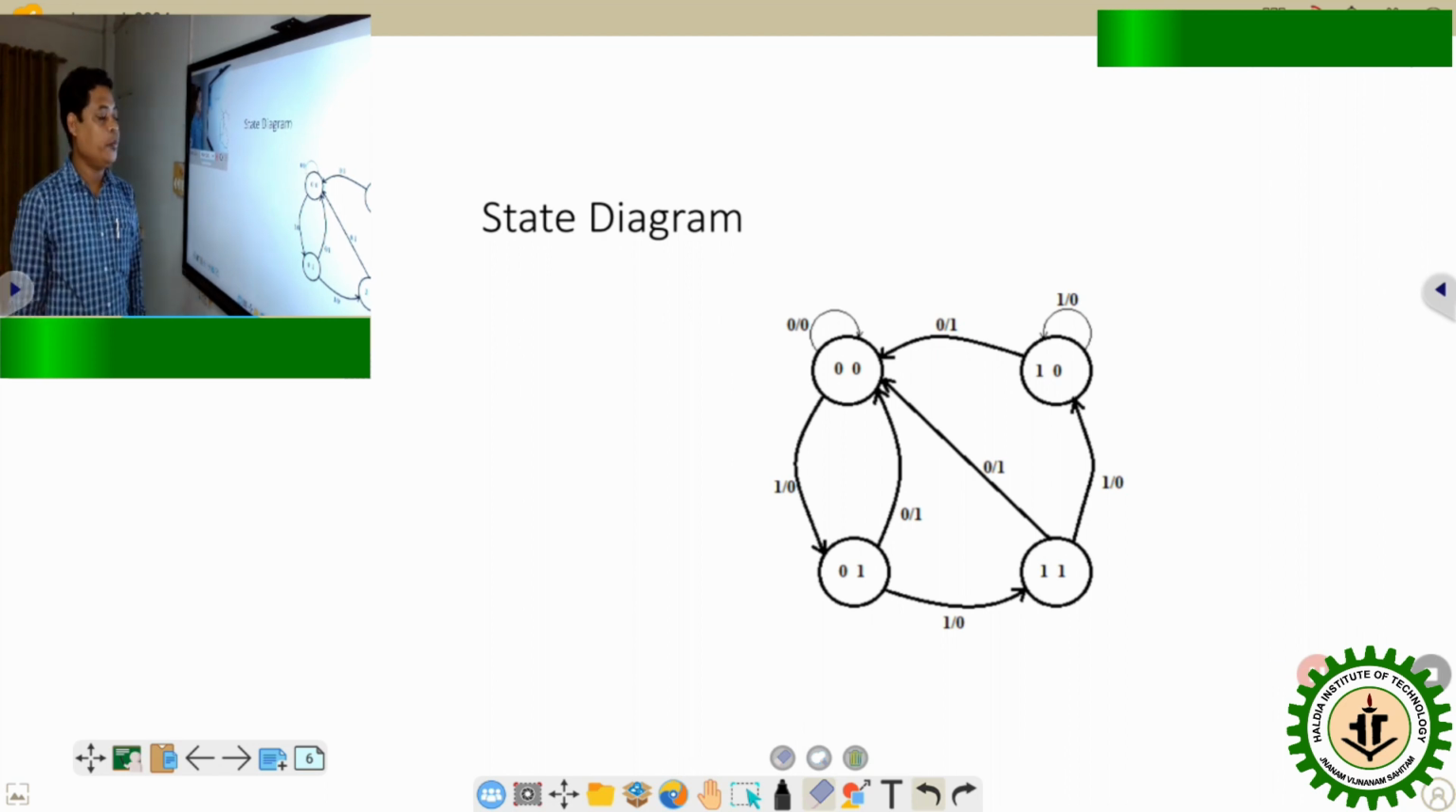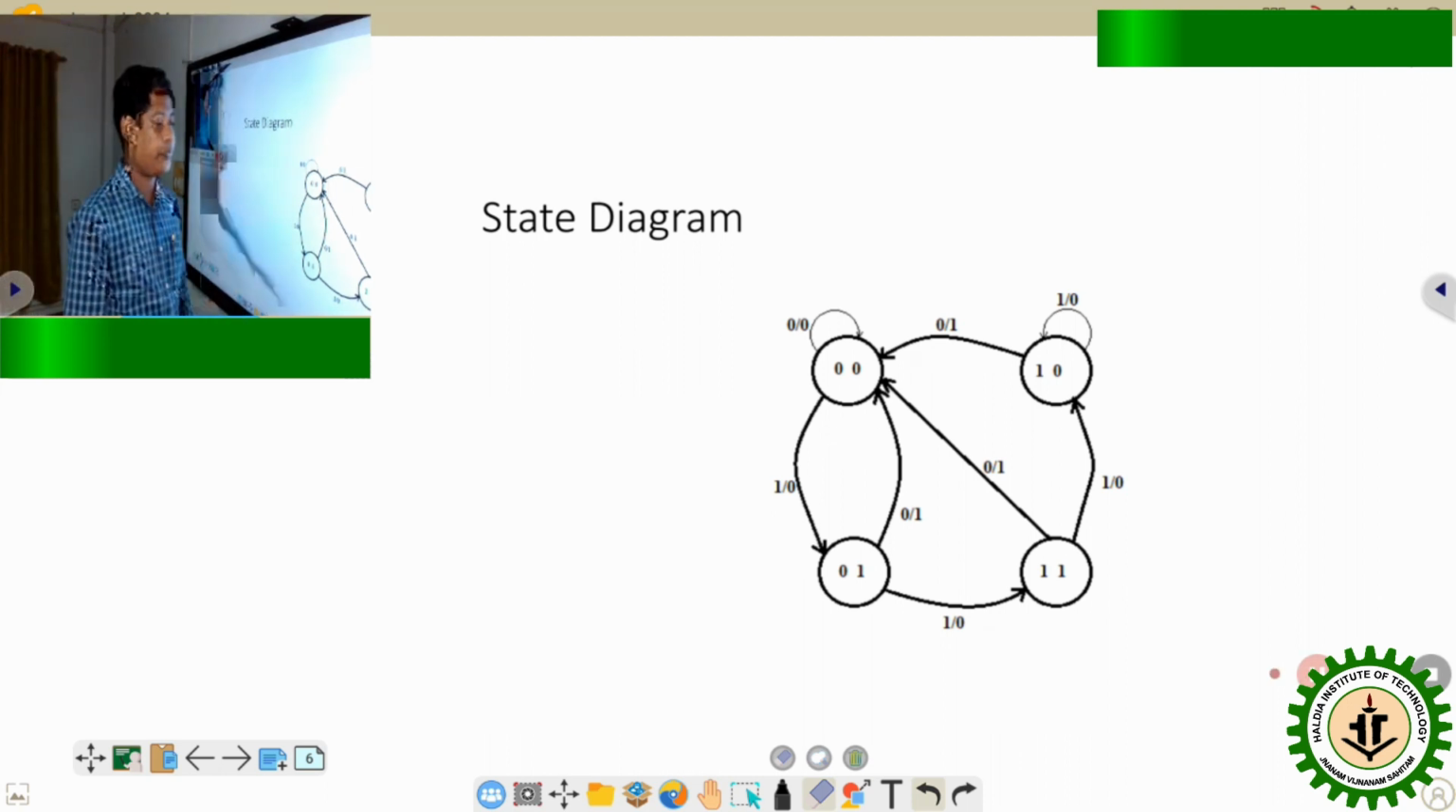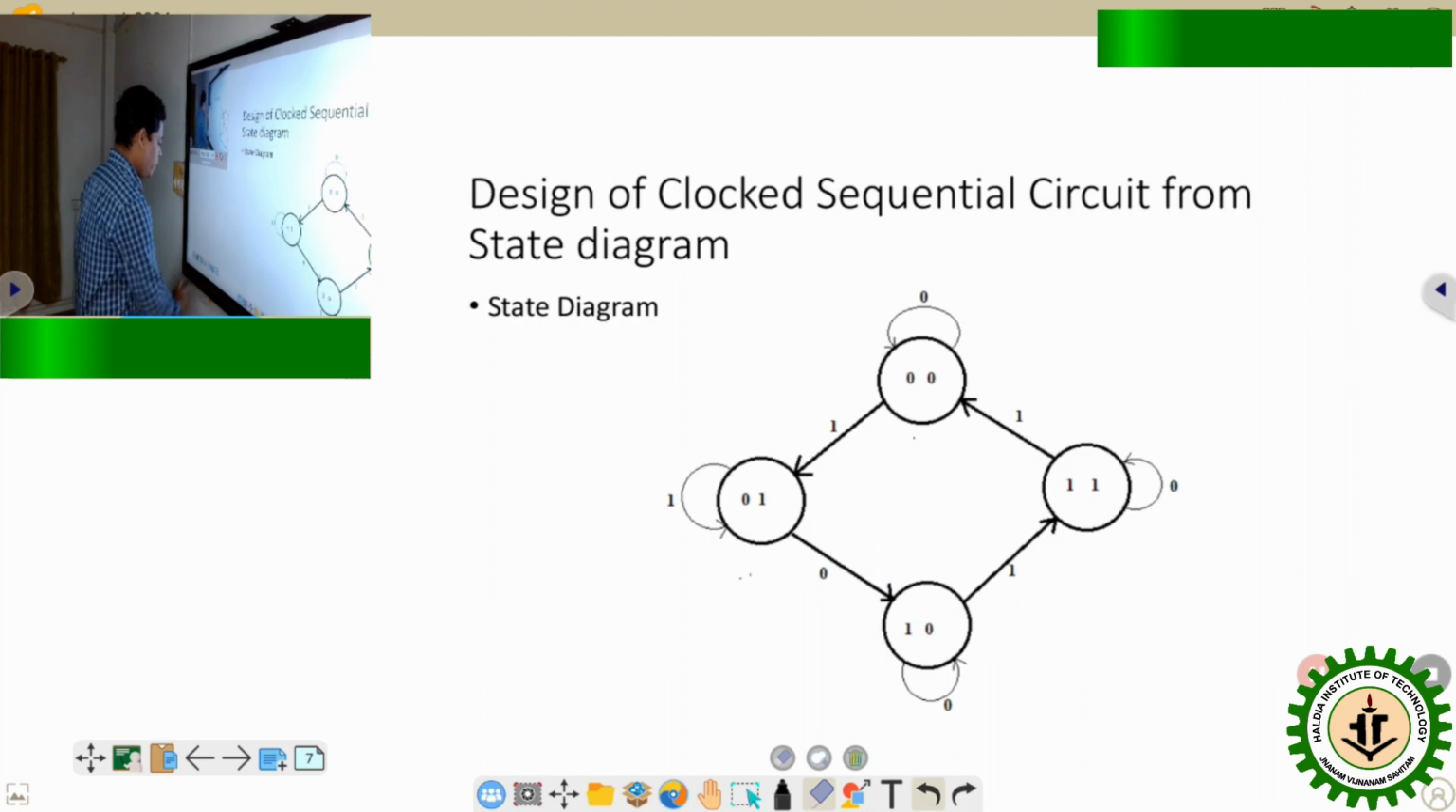So that's how we need to first write the state table from the given sequential circuit, then the state diagram. Next, let us discuss how to design one sequential circuit if the state diagram is given. Here I have taken one state diagram like the previous one, where the state is changing from 0 0 to 0 1, 0 1 to 1 0 and 1 0 to 1 1 when the input is applied 0 1 or 1 0.